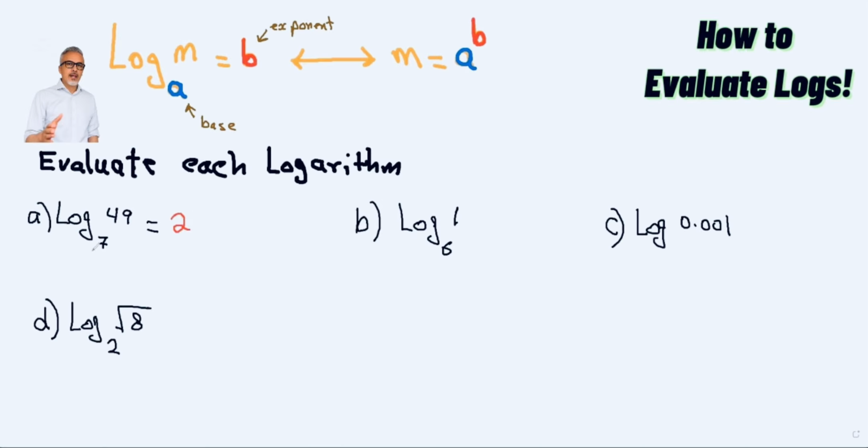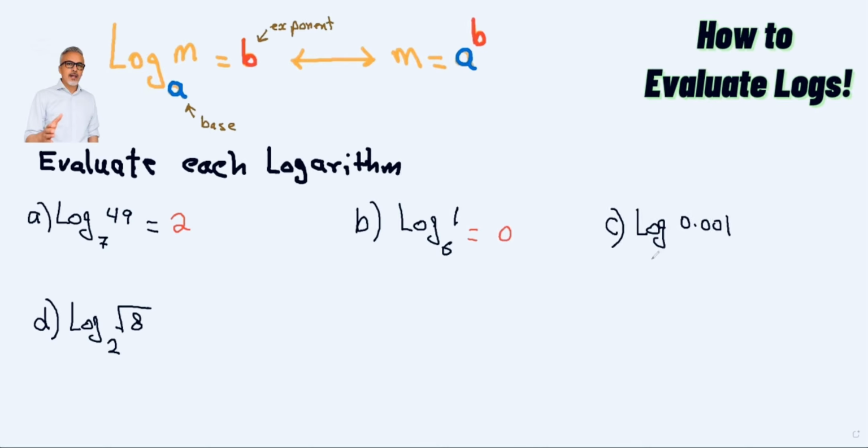So if I ask you what's log base 7 of 49, basically I'm asking you 7 to the power of what equals 49, and therefore it's 2. Same thing, 6 to the power of what equals 1. Of course, anything to the power of 0 equals 1, so the answer here is 0, because 6 to the power of 0 will give you 1.